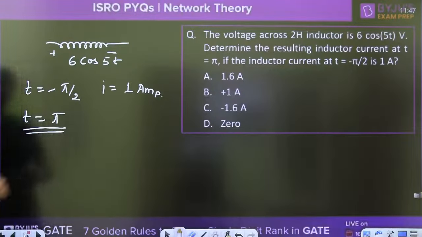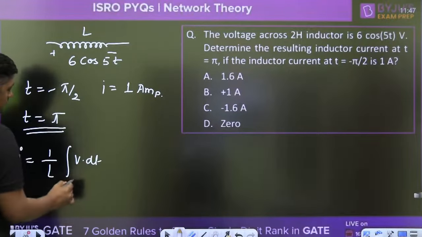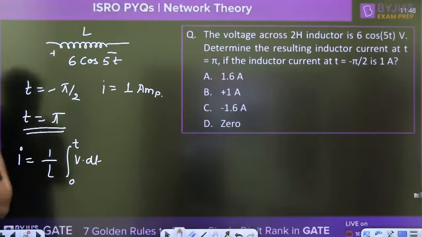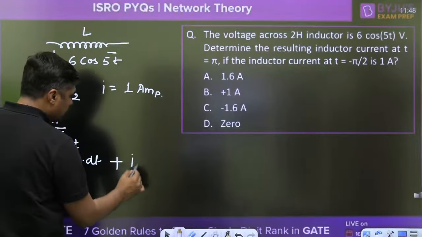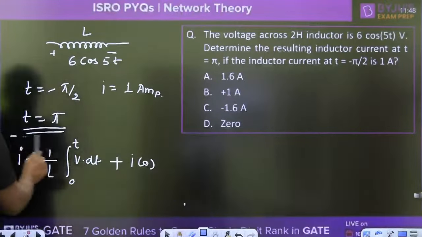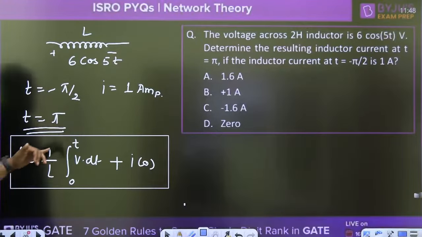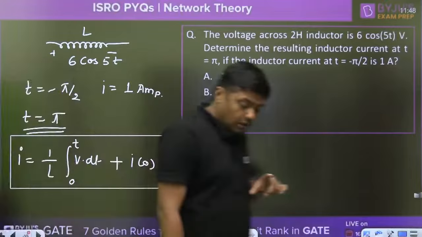Now, what is the current through the inductor? I is given by 1 by L integral of v dt, integrating from 0 to t, plus the initial current through the inductor. That is the equation when we are integrating from this point. Now use these values. If you have the value of the initial current, but initial current is not given, first of all integrate it and then use the formula, guys.